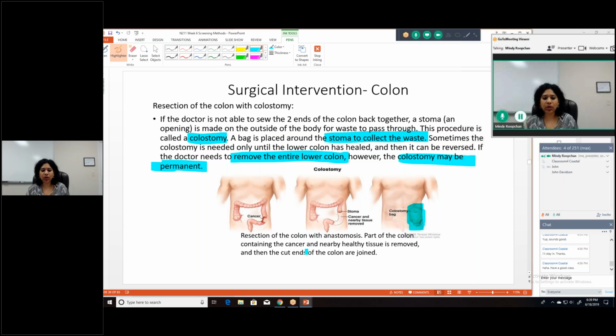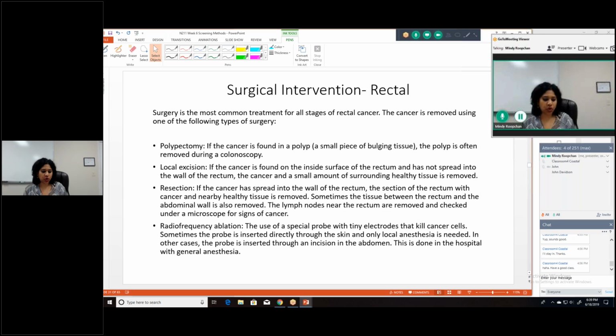So resection of the colon with anastomoses, excuse me. Part of the colon containing the cancer and nearby healthy tissue is removed, and then they join the areas together. So surgery for rectal, intervention for rectal. Surgery is the most common treatment for stages of rectal cancer.